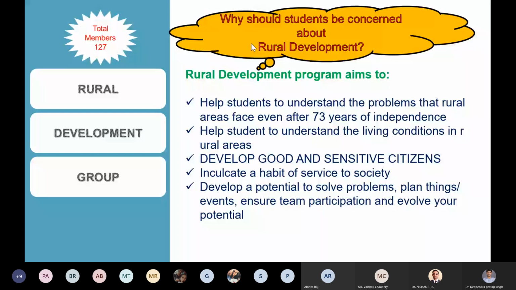If we ask most students whether they know how people in rural areas are facing problems, and what problems they are facing in the fields of education, electricity, farming, and education, like this.